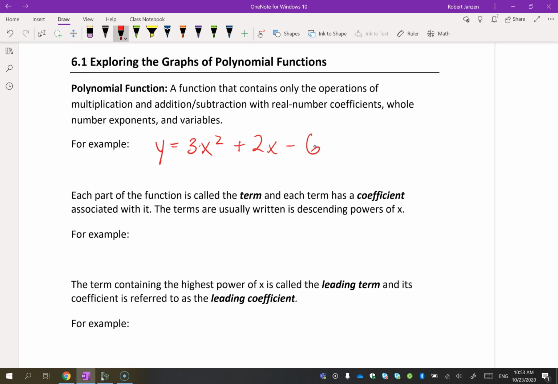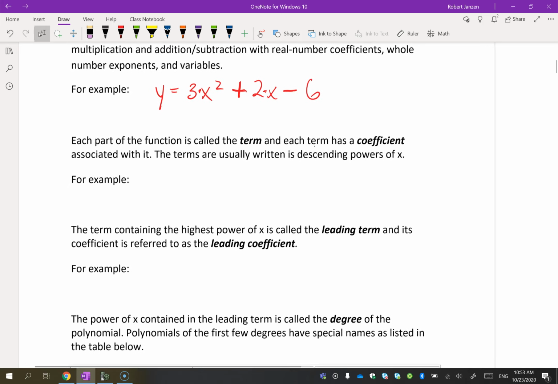Alright, here's the multiplication in this. It's 3 times x squared, and then here's an addition, here's another multiplication, and here's subtraction. Okay, so that's a polynomial function, and there's many more. And you'll see what some of those look like as we go through this unit. Each part of the function is called a term. So if you look at that previous question, this is one term, this is one term, this is one term.